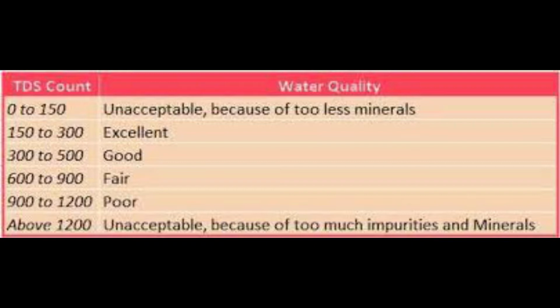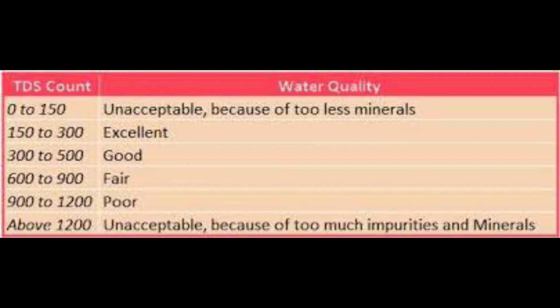And then if the water contains TDS from 300 to 500, then we may grade it as good. Okay, you can have it. Suppose the water contains TDS from 600 to 900, then we might have to think, because it contains somewhat more than the minerals which our body needs.